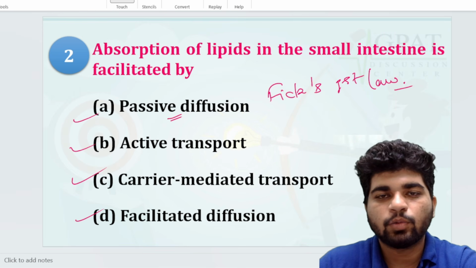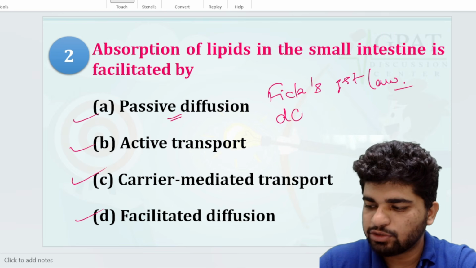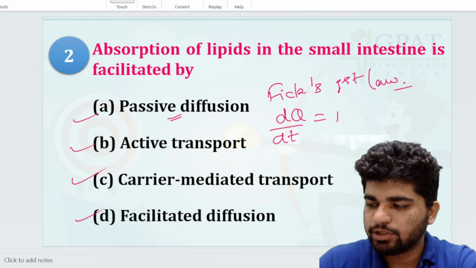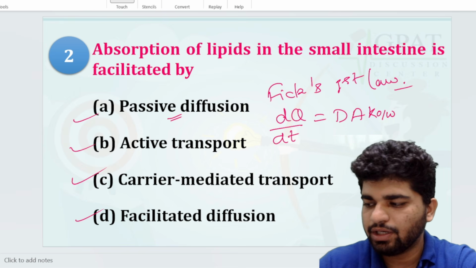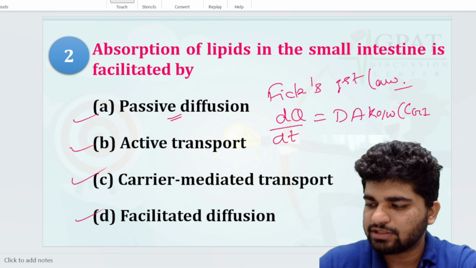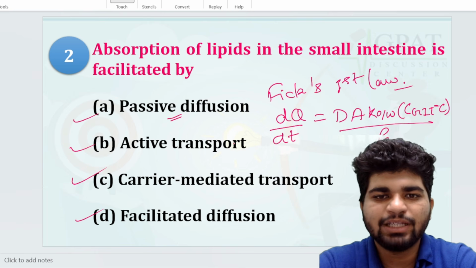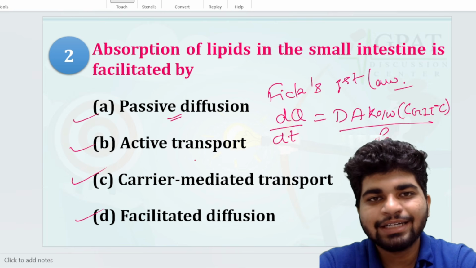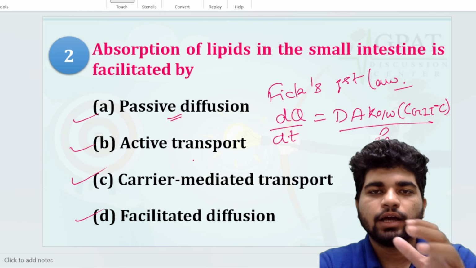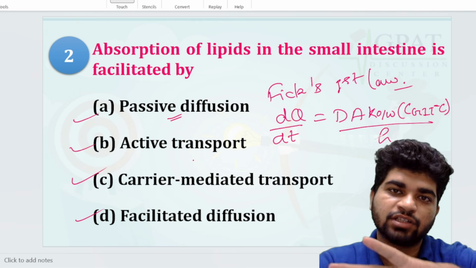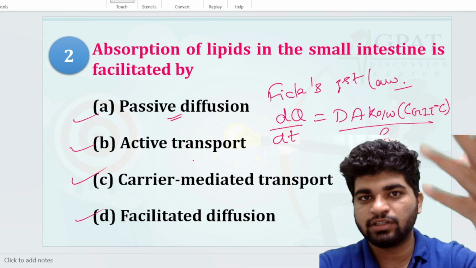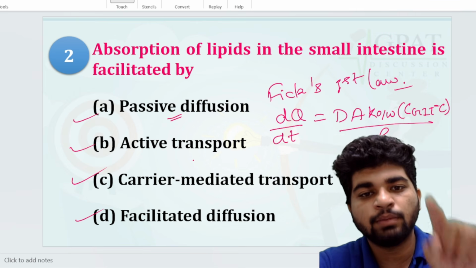And what is that equation if I talk about it? That's your dQ/dt = DAK (O/W) (CGIT - C)/h, where K O/W is nothing but your partition coefficient, and then the concentration gradient (CGIT - C) upon h, right? So this is your Fick's first law, which is followed by passive diffusion. If I talk about active transport, active transport works against the concentration gradient, from lower concentration to higher concentration, and that also requires a semi-permeable membrane.